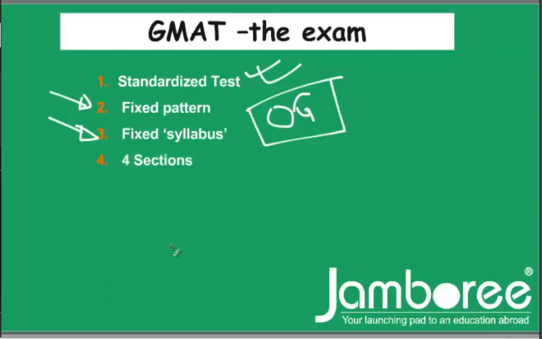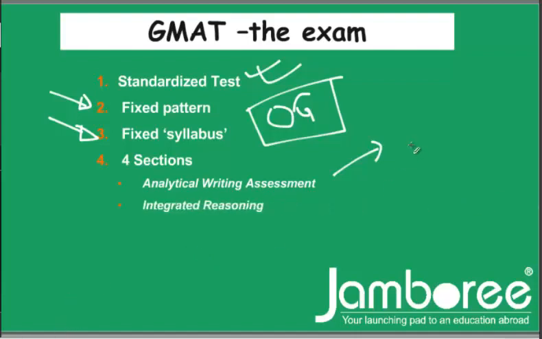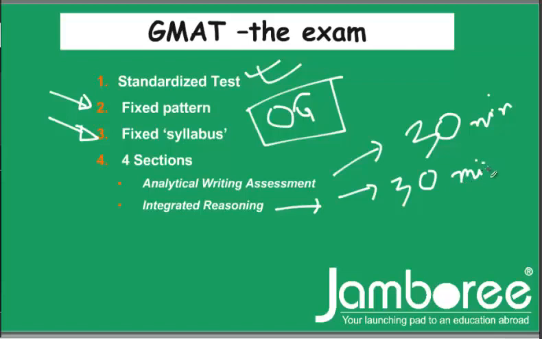Unlike the CAT, there are 4 sections. The first section that comes is the AWA, Analytical Writing Assessment, in which you will have to write one essay, for 30 minutes. Then the second section that comes is the Integrated Reasoning. It is a combination of math and verbal, a little bit like data interpretation. This section is also for 30 minutes. In this 30 minutes, you will have to solve 12 questions.